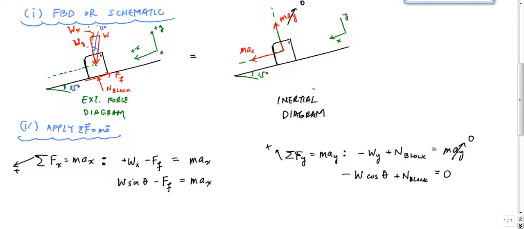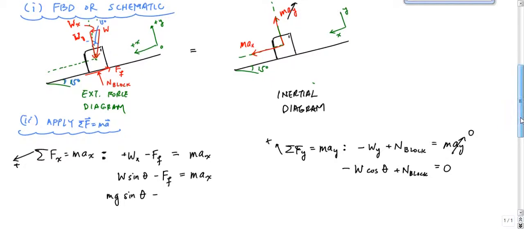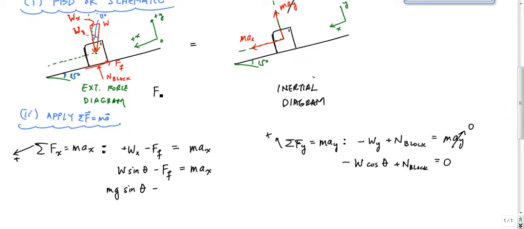So you'll see that this W really is mg. This is mg sine theta minus the force of friction, F sub F, and if you recall the definition, it's the kinetic coefficient mu k times the normal force on the block. This other equation helps us get rid of an unknown. So this mu k times N block is equal to max.